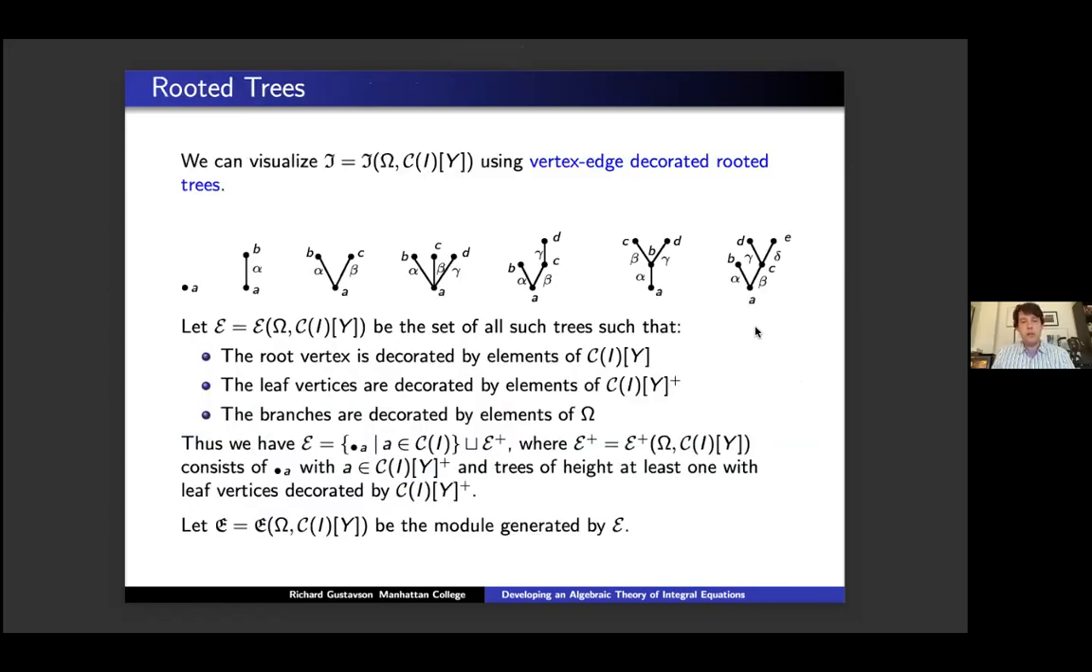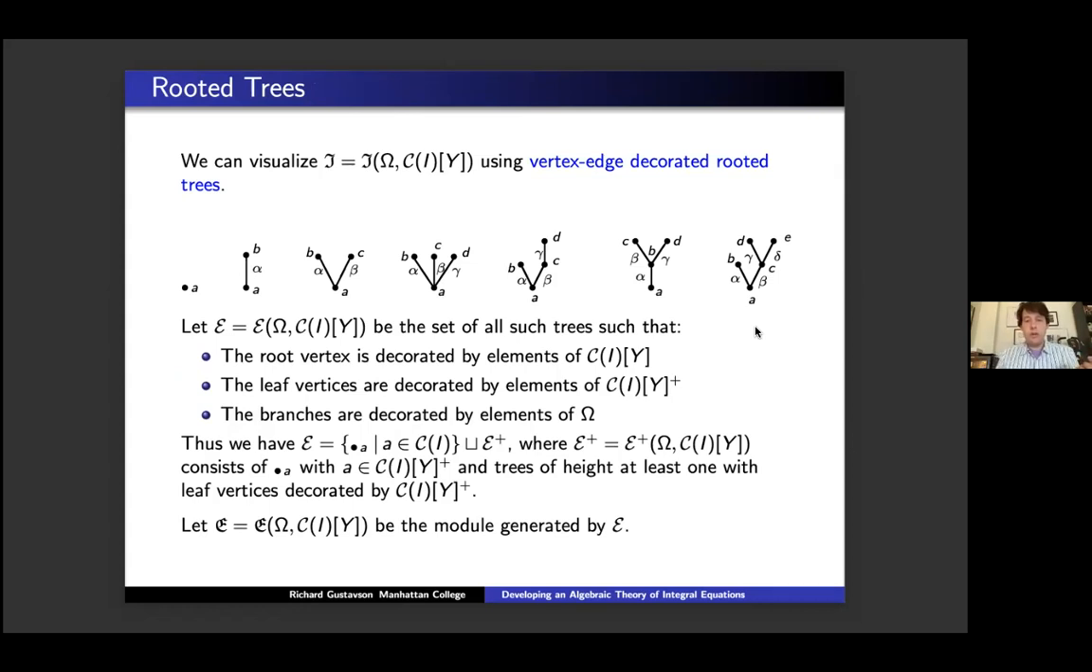And that's using what are called vertex edge decorated rooted trees. So a tree is a graph with no cycles. A rooted tree is a tree that has a fixed element called the root, and all of the branches of the tree extend from that root element. And we're calling these vertex edge decorated rooted trees, meaning all the vertices and all of the edges have labels.